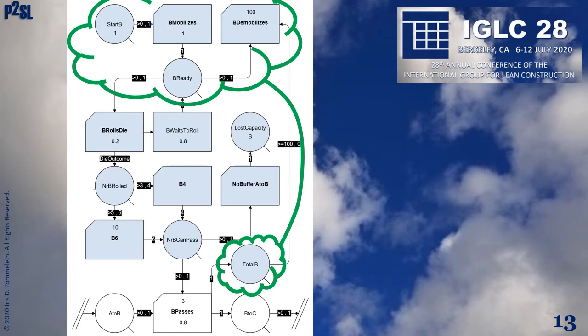When B's crew has done all their work, total B will have 100 units in it. As soon as that's the case, B can leave the site. B demobilizes.